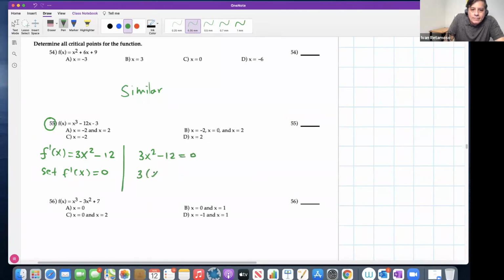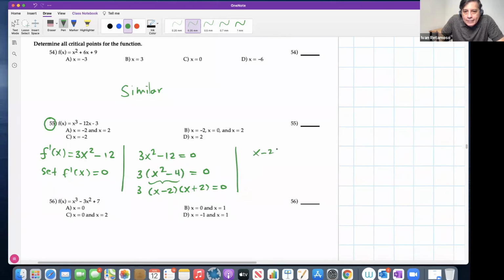Factoring out 3, I get this, right? Factoring this difference of squares, this is x minus 2 times x plus 2, equals 0. And finally, from there, I set the factors containing the variable equal to 0, to find my critical points. X equal 2 will be one critical point, and x equal -2, another critical point.